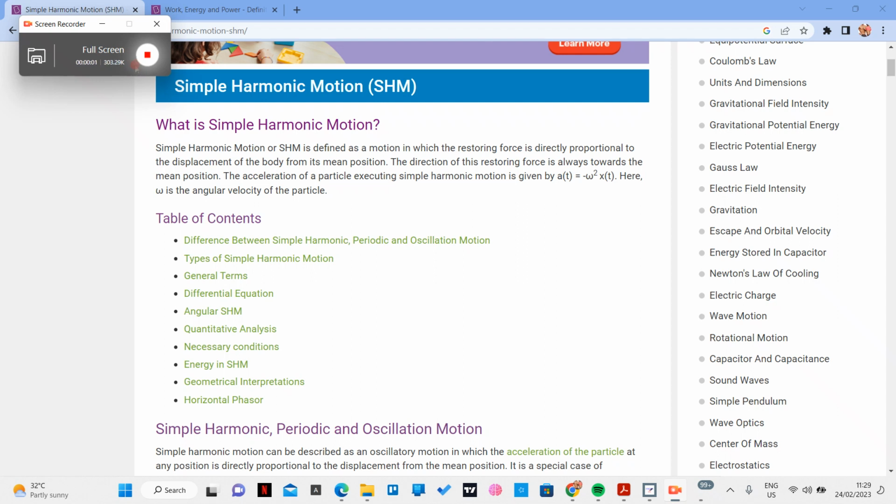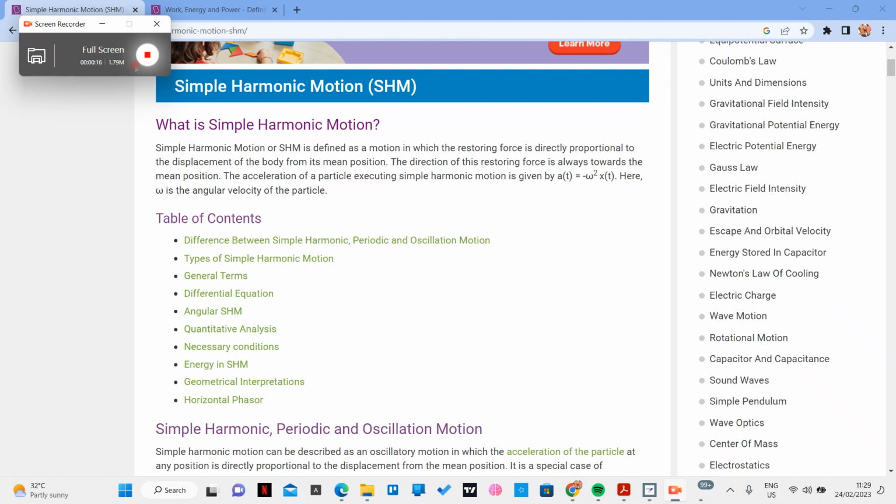Hi everyone. So in today's class, we'll be treating simple harmonic motion. It's actually going to be a very short class, but then hopefully there is no reason for us to make it very long. Now, what's simple harmonic motion?